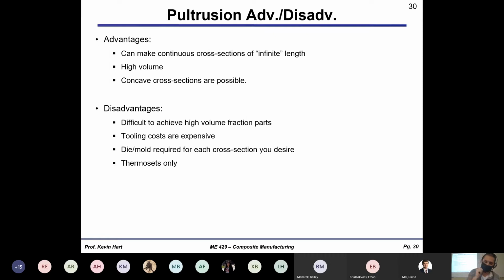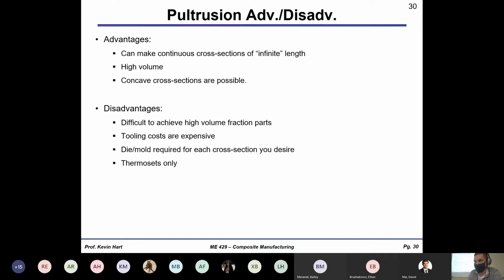All right. Disadvantages, though: sometimes it can be pretty difficult to achieve high fiber volume fractions in this particular situation, and that's just because of how the fibers are coming in. It can sometimes be difficult to align it around, let's say, sharp edges of the cross section and so on. So sometimes it can be hard to achieve these high volume fractions.